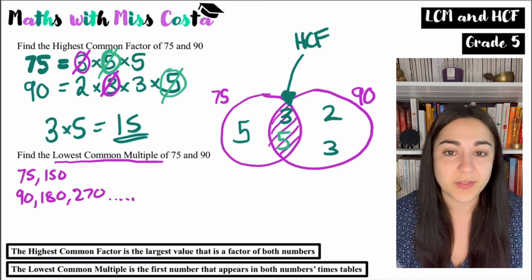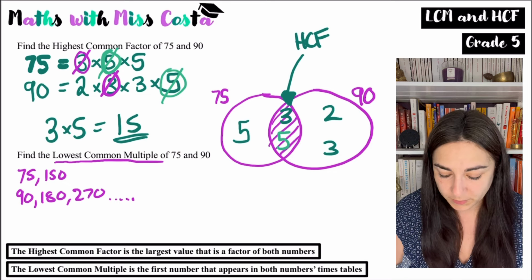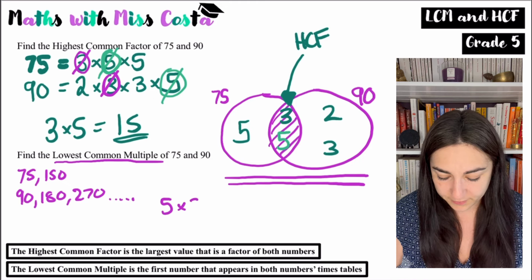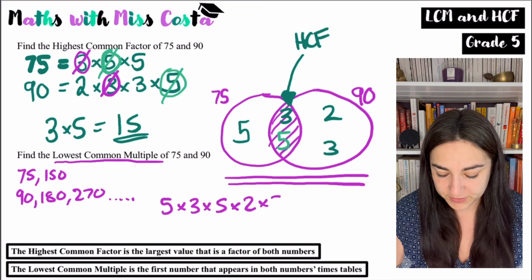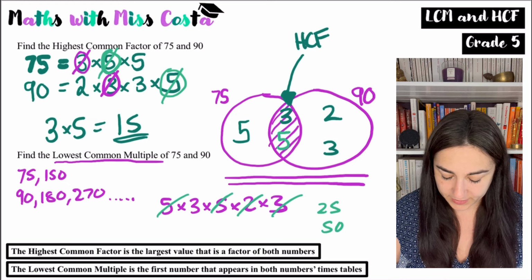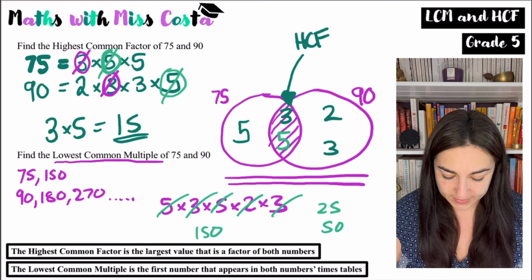So we can do it that way, or what we can do if we've done a Venn diagram, we just multiply all of the numbers inside the Venn diagram. So we do 5 times 3 times 5 times 2 times 3. And I'm assuming this is non-calculator, so 5 times 5 is 25. 25 times by 2 is 50. 50 times 3 is 150. And 150 times 3 is going to give me 450. So 450 would be the lowest common multiple.